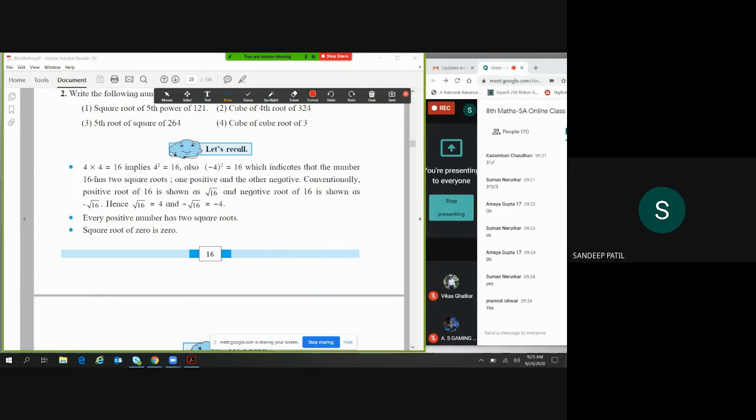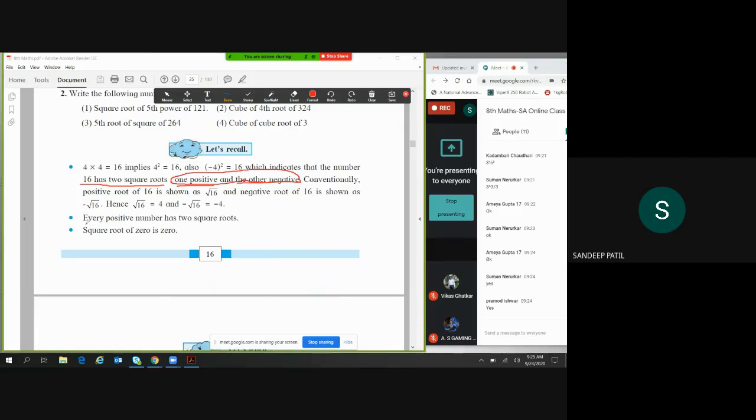They have mentioned that 16 has two square roots, one positive and one negative. So what we are following is right. But for convention and for this book, they are trying to separate both terms so that it will be easy for you. They are not making it difficult.